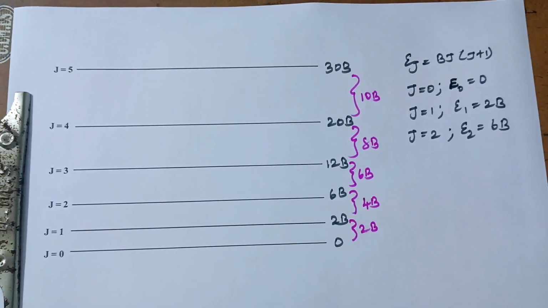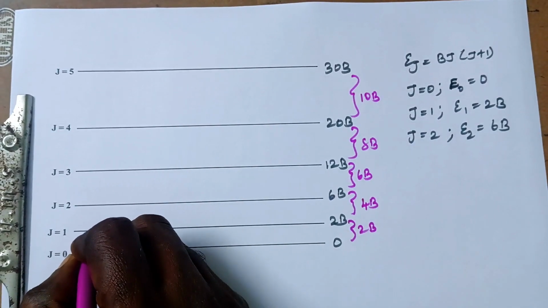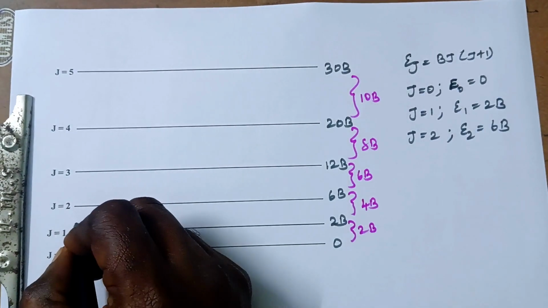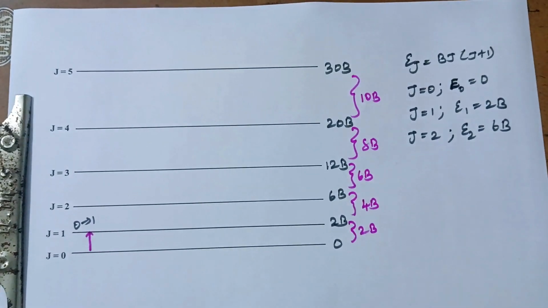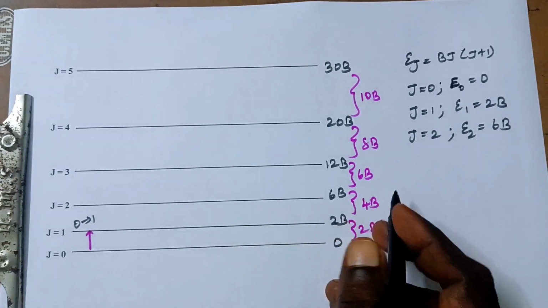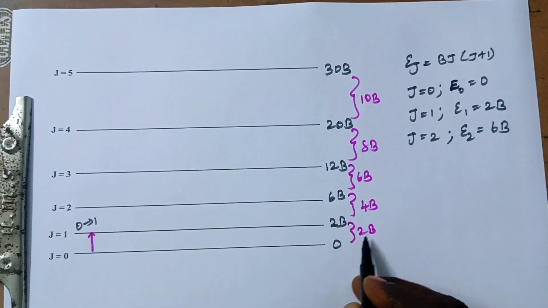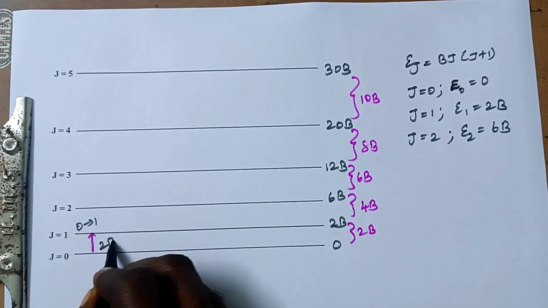Now let's see the transitions. Let's see the first transition, 0 to 1, J equal to 0 to 1. The energy difference: for J equal to 1 it is 2B, for J equal to 0 it is 0. So the difference is 2B.